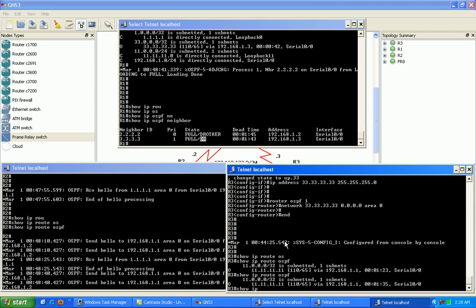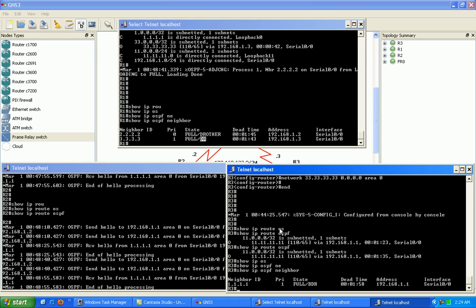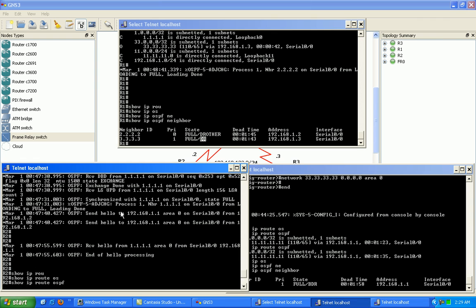However, on router 3 now, if we do a show IP OSPF neighbor, it sees router 1 as a backup designated router, when indeed it is not.